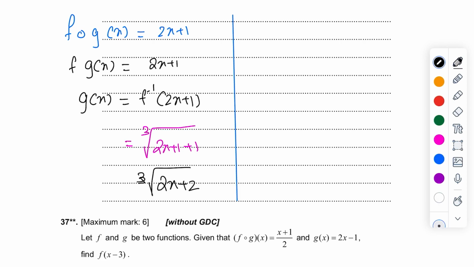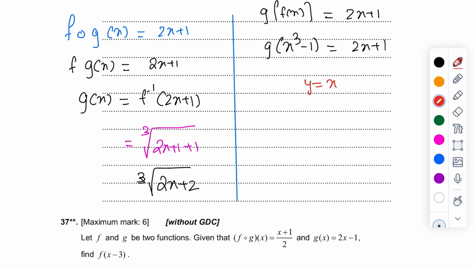So for part B, g of f of x equals 2x plus 1. So g of f of x is x cube minus 1 equals 2x plus 1. I'm assuming let y equal x cube minus 1. So x cube equals y plus 1. So x equals cube root of y plus 1. So x is nothing but cube root of y plus 1.